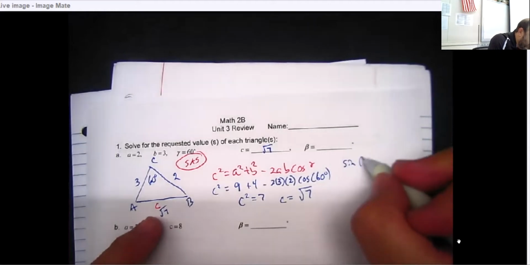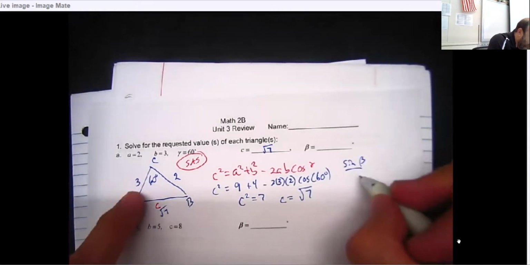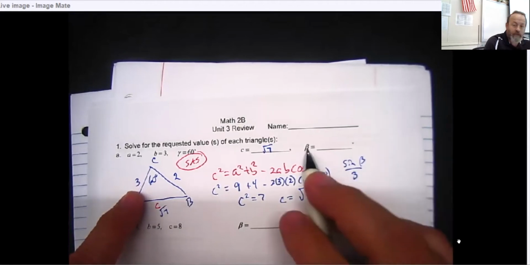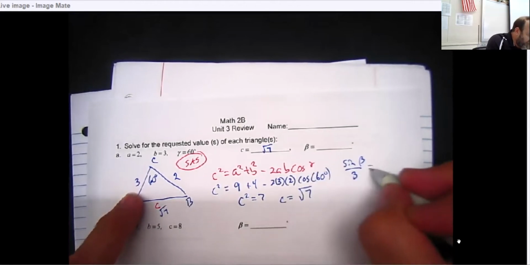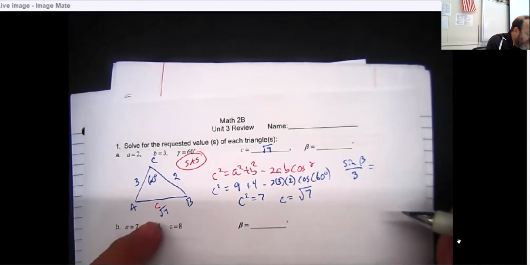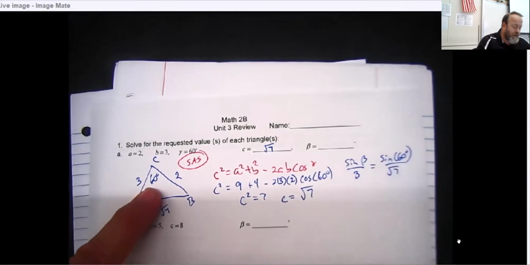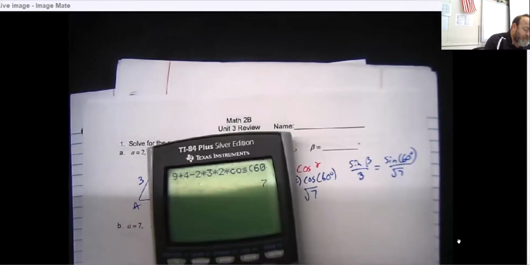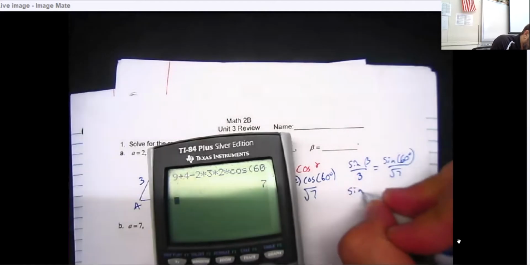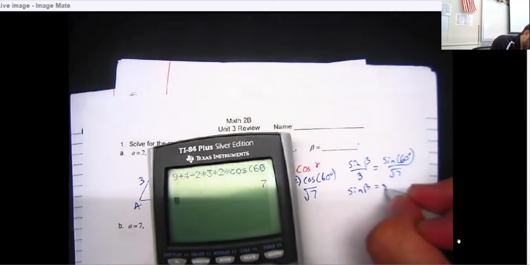I could say that the sine of beta divided by 3, because that's what I'm looking for, would be the same as, let's say, the sine of 60. That's something that I know right now, over root 7. So with a little bit of cross multiplication, I could say that the sine of the angle beta is 3 times the sine of 60 divided by root 7. So I'm going to do that.